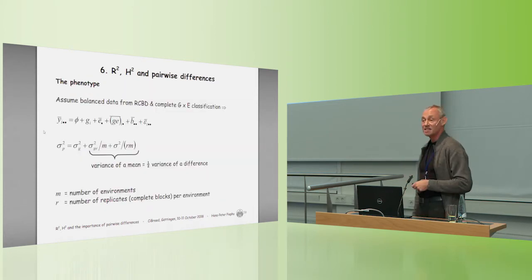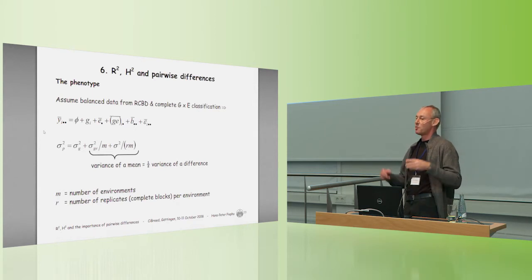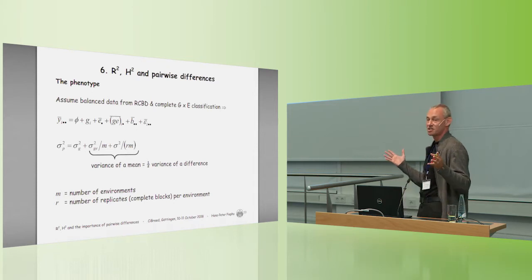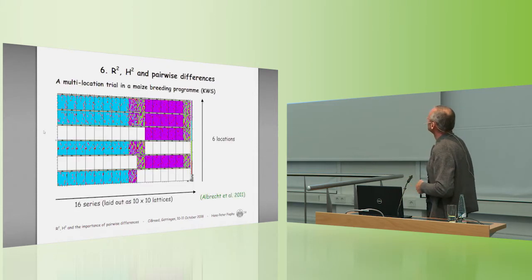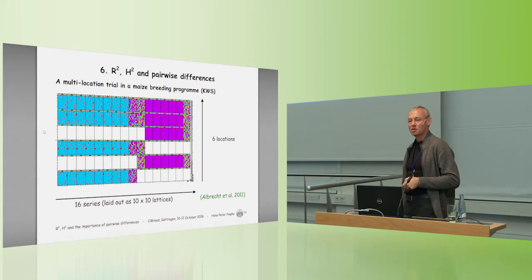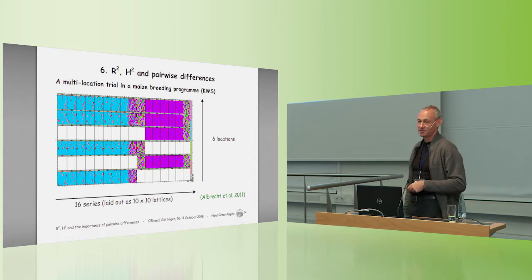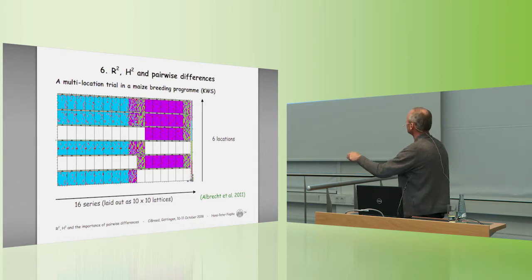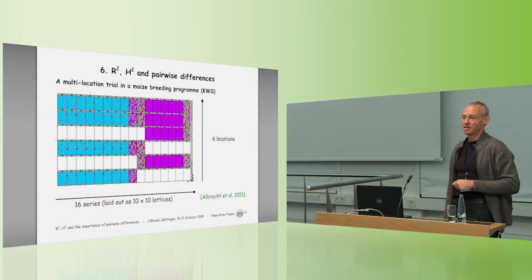But then this is a balanced setting, complete blocks. Hardly anyone uses complete blocks in a breeding program. We're very inefficient. Nor do we test all the genotypes in all the locations. It's rather more common to see something like this. Each rectangle is a 10 by 10 lattice design. Lots of lattice designs pieced together in 6 locations, 16 series of lattices. This is a more typical setup.